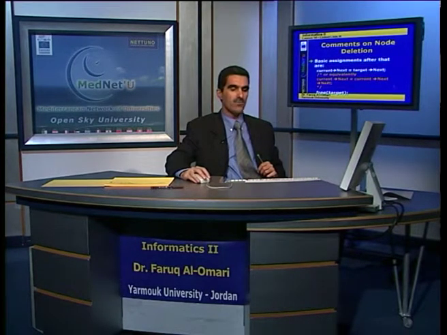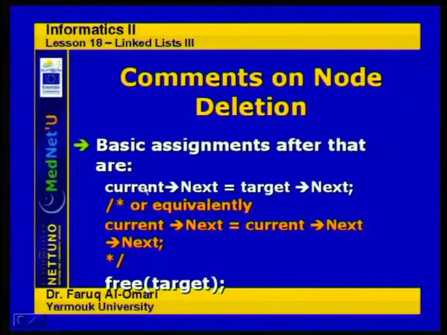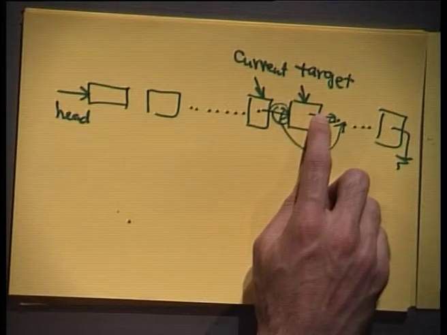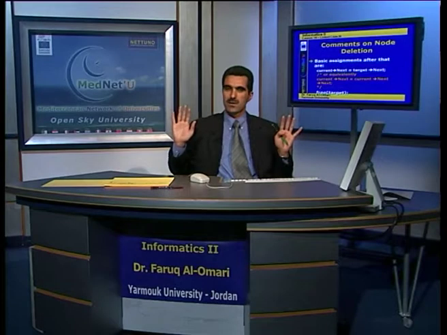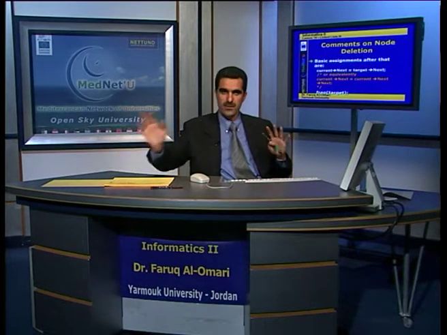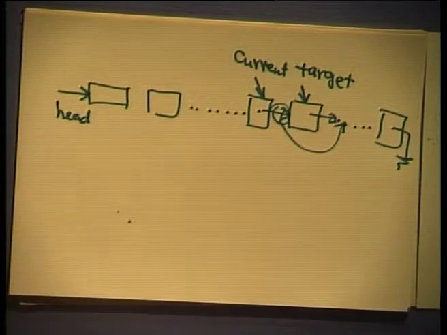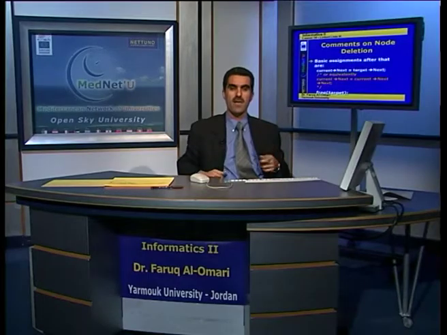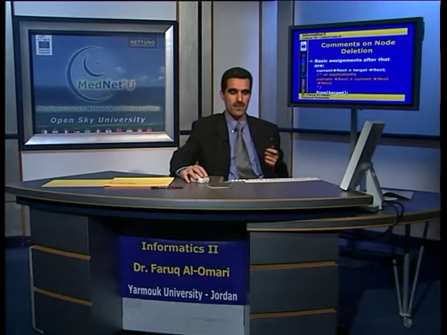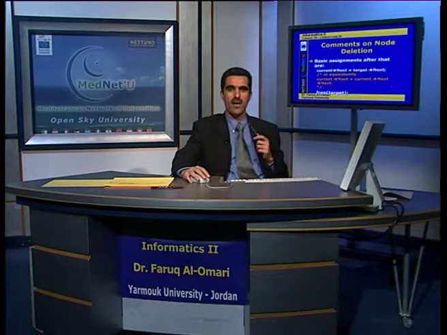Okay? And what do I do after that? So this is the first assignment that I do. The second assignment, free target. Free this node after you're done with it. The list is healthy and it's all connected together. However, this node has to be freed to make the space available to other users. And that way, I'm not going to have any memory leaks.